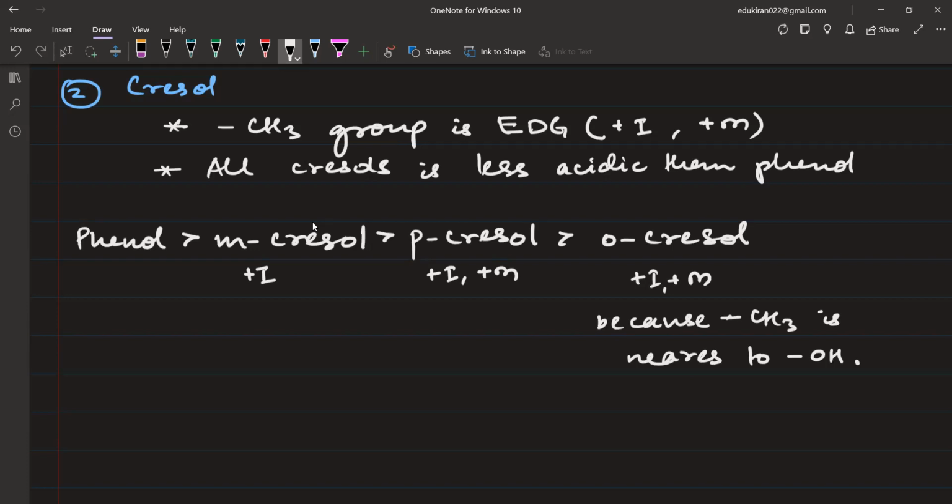to OH. And see, the plus M effect is same in both the cases, the para and the ortho. But since inductive effect is distance dependent, plus I is more effective in ortho. And since it is more effective in ortho, it is more electron donating group. That is why it is less acidic. Okay? It is more electron donating group. That is why it is less acidic than all of these things. Please write this down.